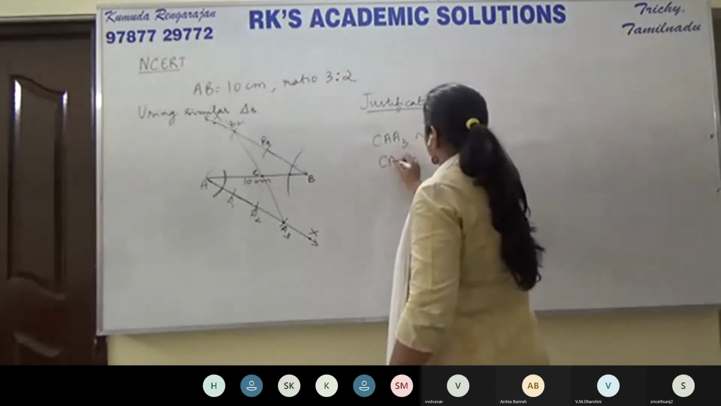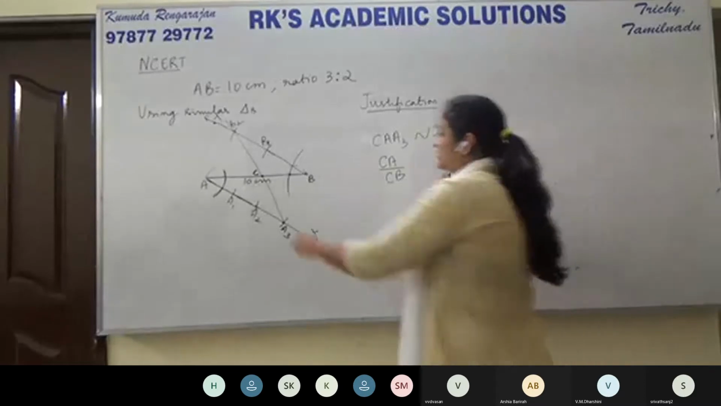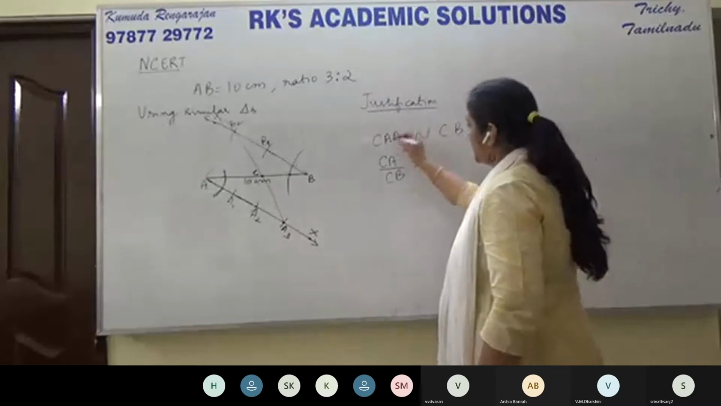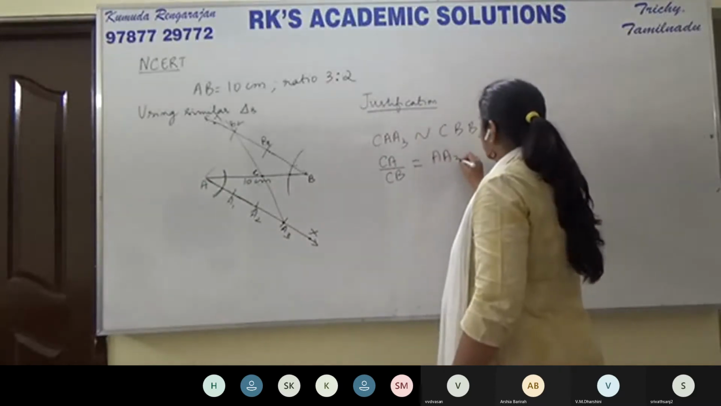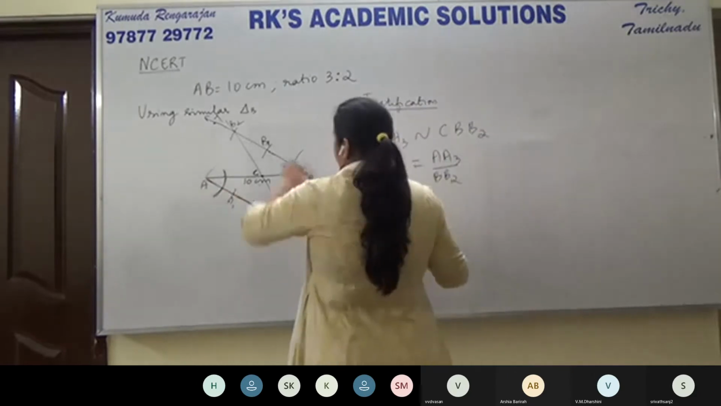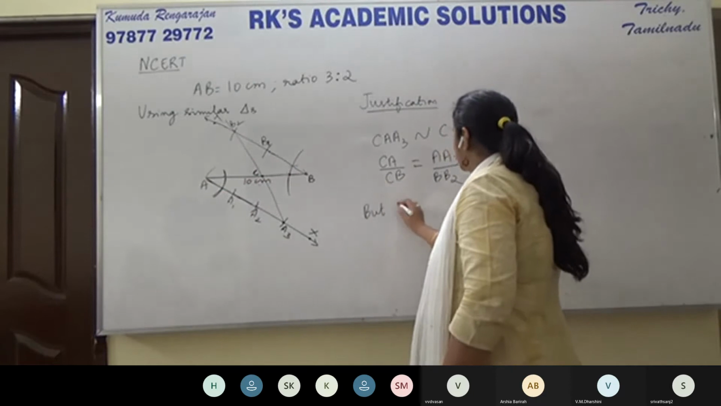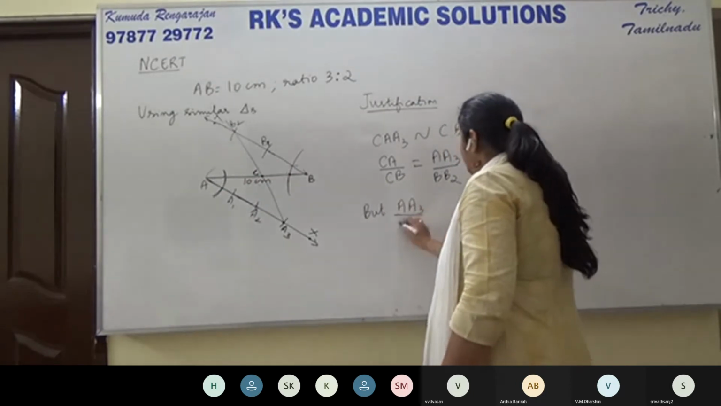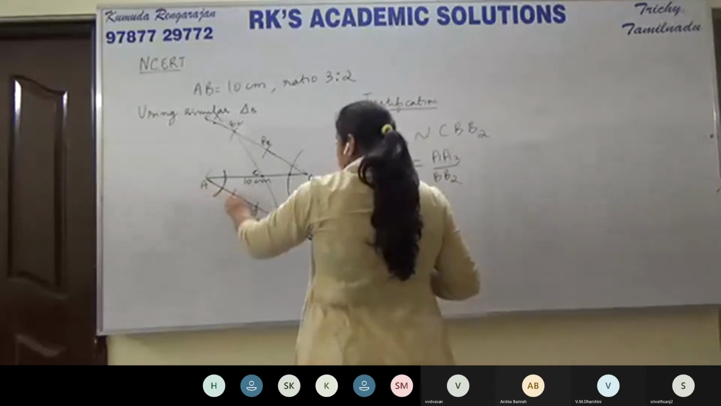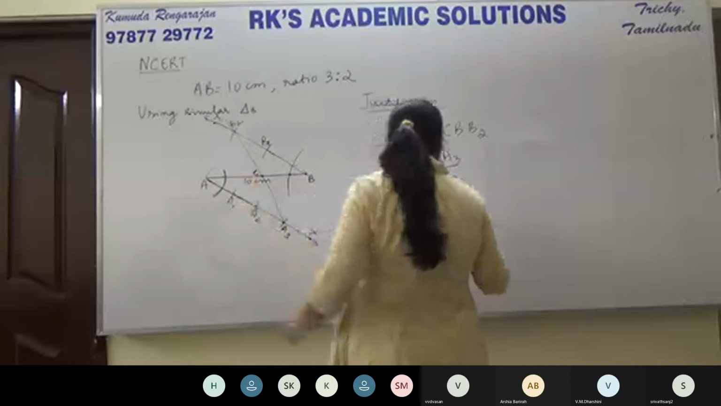So what do we have? CA by CB is equal to AA3 by BB2. But how much is AA3 by BB2? AA3 is 3 parts: 1, 2, 3 parts. And BB2 is 1, 2 parts.